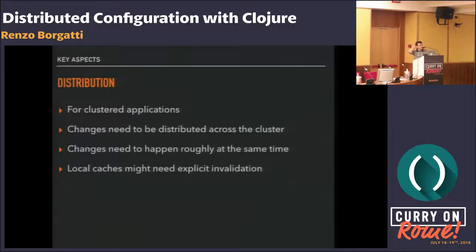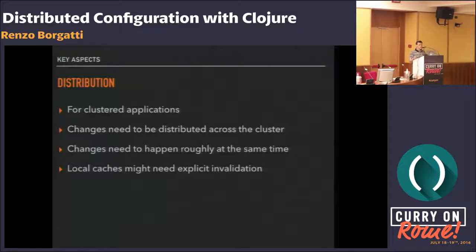And then distribution is another important aspect. This is especially for clustered applications. In an environment where your application is running on multiple instances, each one of them can receive one of the requests. In that case, if the configuration changes, you want this configuration to be propagated to all of them, hopefully in an almost synchronous way. You don't want a partition of the cluster to know about the old configuration and the other partition to know about the new, and work in two different worlds.